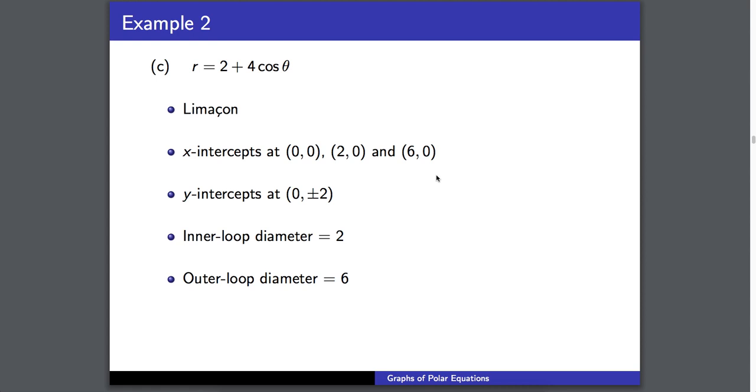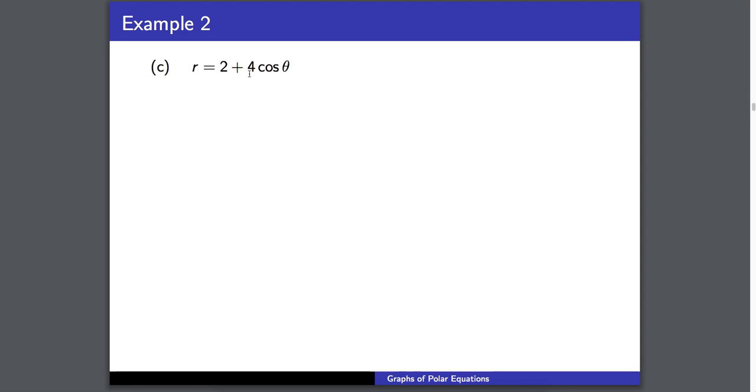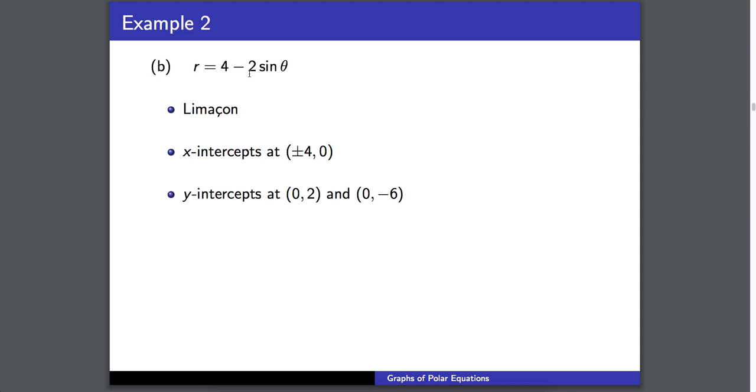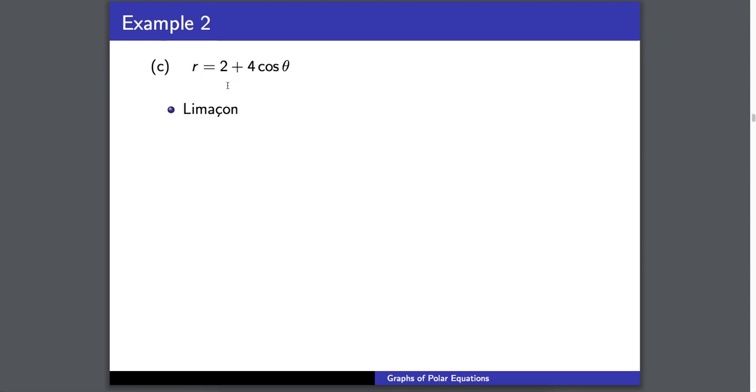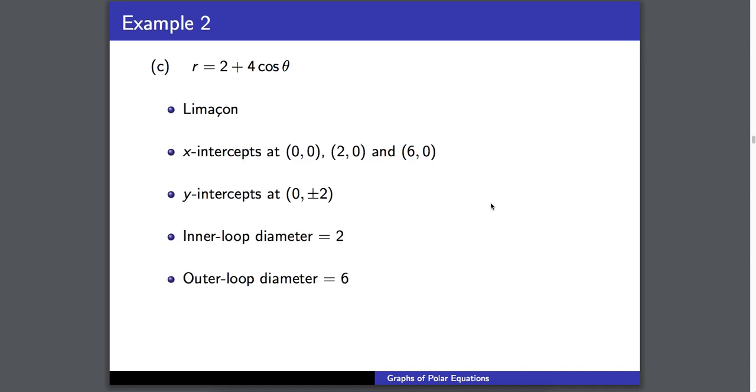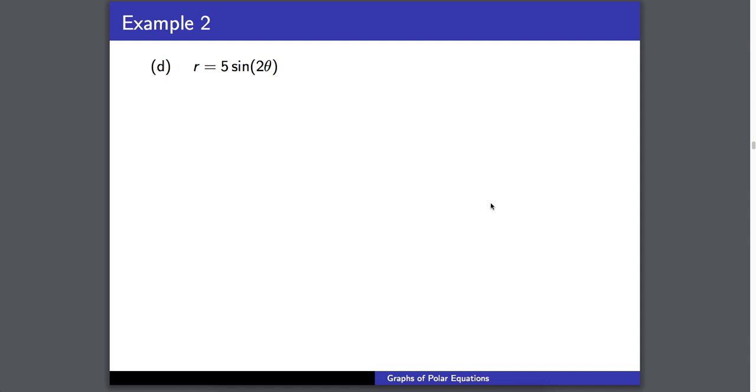So again, notice that we had 2 plus 4 cosine theta here, and for this one, we have 4 minus 2 sine theta. So look at the relationship between the number in front of the trig function and the constant. Also, this one for cosine goes left and right, just like x goes left and right. The one for sine was more up and down. So again, is it wider left and right? That's your cosine. Or is it wider up and down? That's your sine.